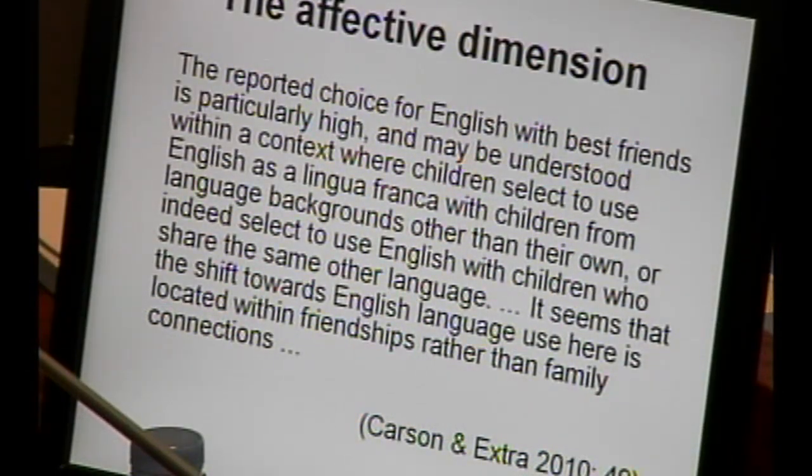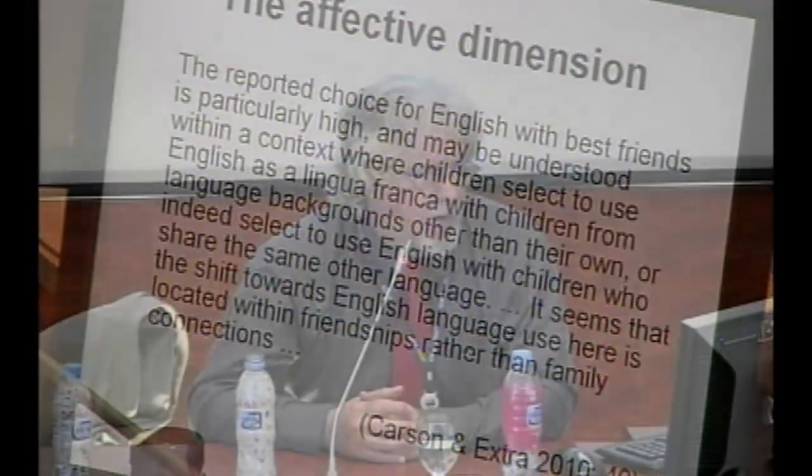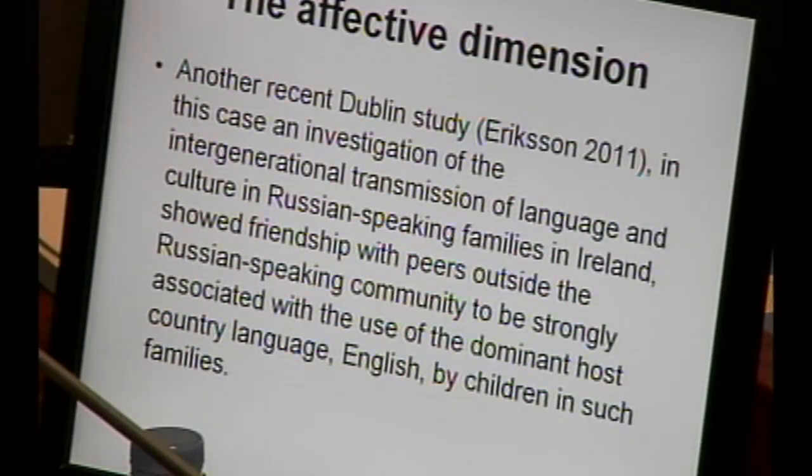The reported choice for English with best friends is particularly high and may be understood within a context where children select to use English as a lingua franca with children from language backgrounds other than their own, or indeed select to use English with children who share the same other language. It seems that the shift towards English language use here is located within friendships rather than family connections. And another study, this time looking at Russian-speaking families in Ireland, shows more or less the same thing, where friendship with peers outside the Russian-speaking community was strongly associated with the use of the dominant host language of the country.